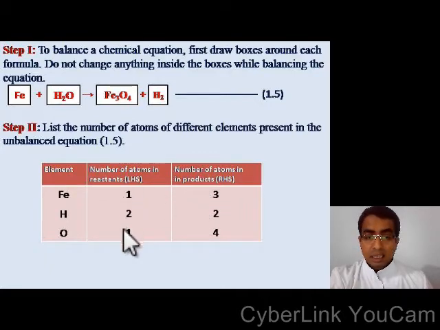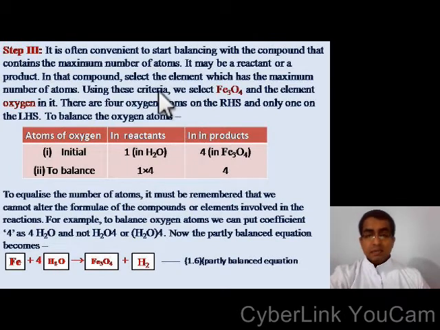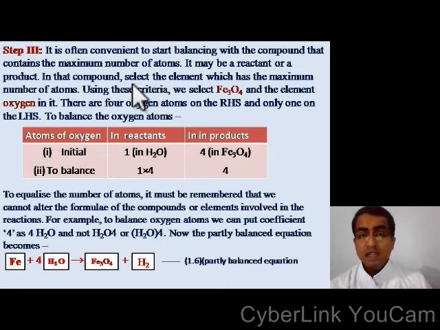See, the number of atoms present on the reactant side and the number of atoms present on the product side are not equal. The third step: it is often convenient to start balancing with the compound that contains the maximum number of atoms. It may be a reactant or a product. Using this criterion, we select Fe3O4 and the element oxygen in it.